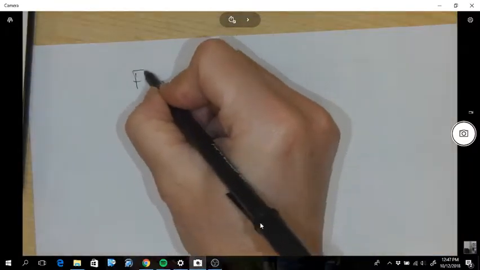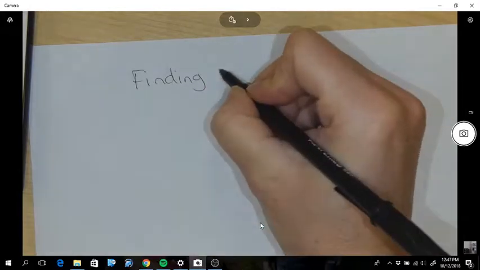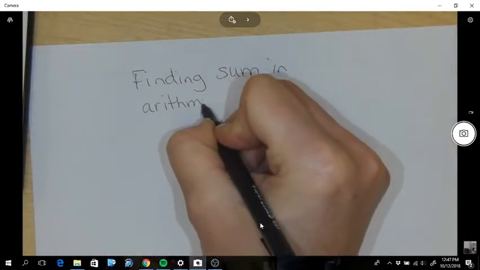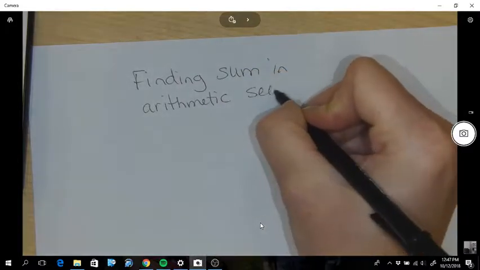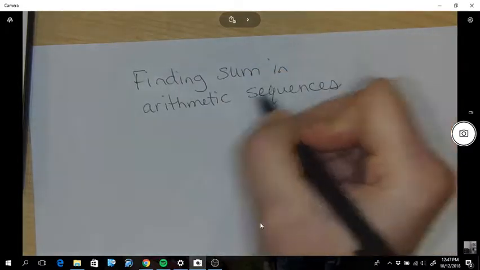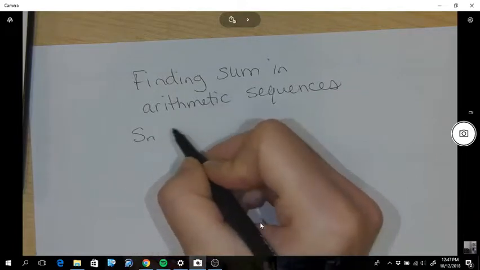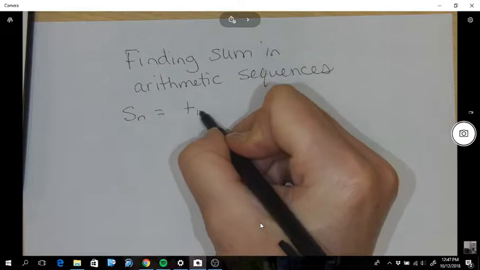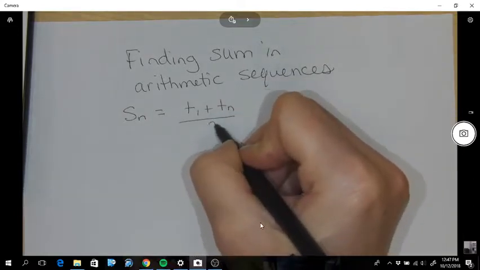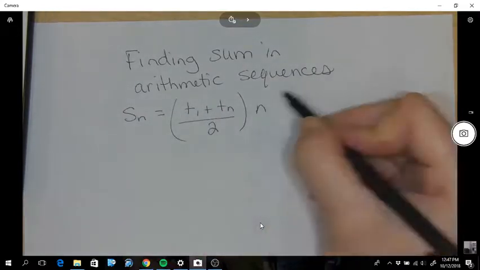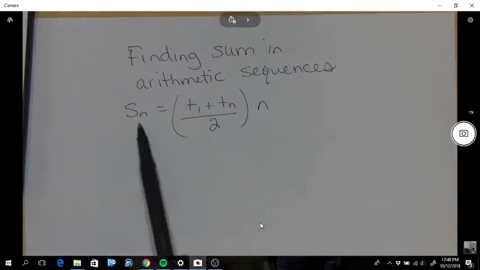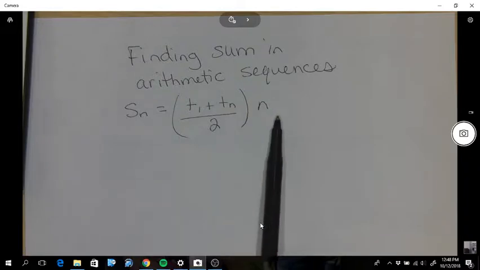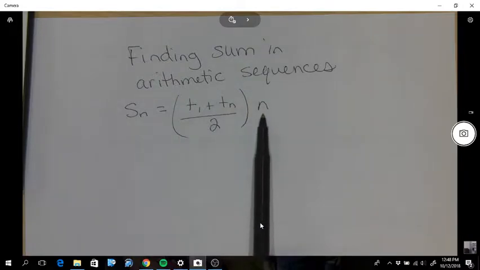Finding the sum in arithmetic sequences. This is the formula. The sum of the number of terms in the sequence equals term 1 plus term n over 2, all times n. The sum of the sequence uses term 1, the nth term, and the number of terms.